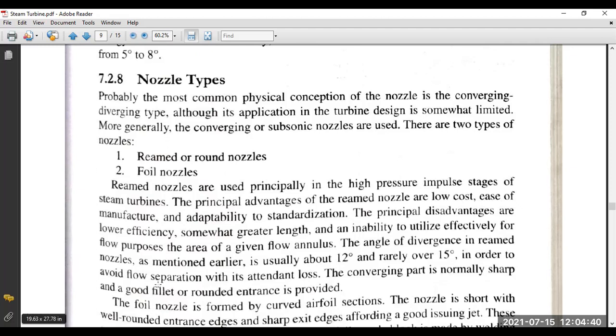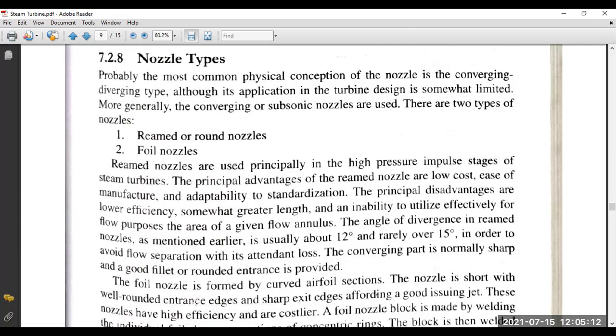In order to avoid flow separation and attendant loss, the convergent part is normally sharp, and a good fillet or round entrance is provided. So here for the rimmed foil, we are not strictly following the convergent type of nozzle, but we are using divergence with a comparatively higher degree of divergence, to avoid flow separation and the attendant loss itself.